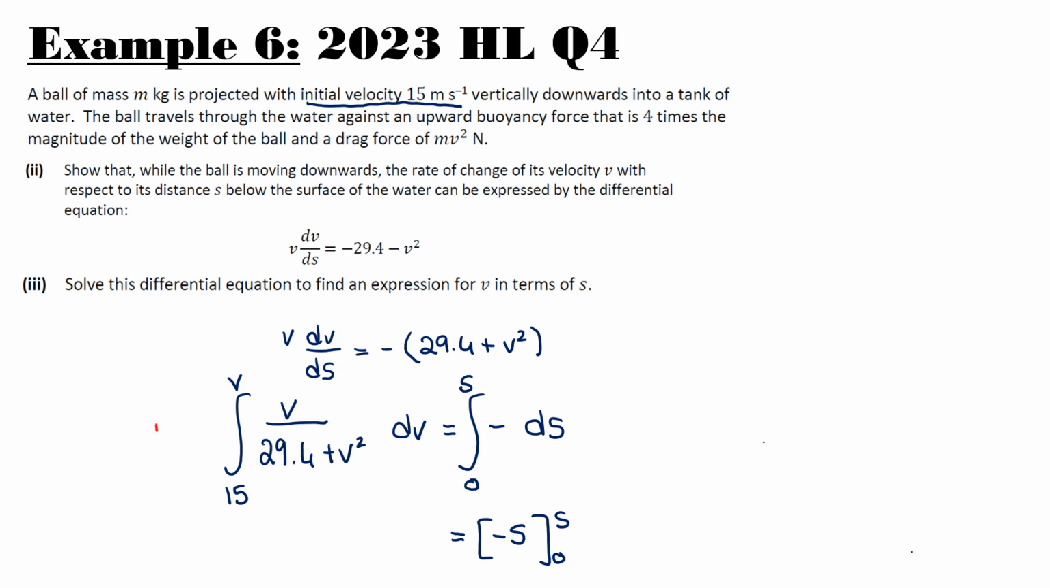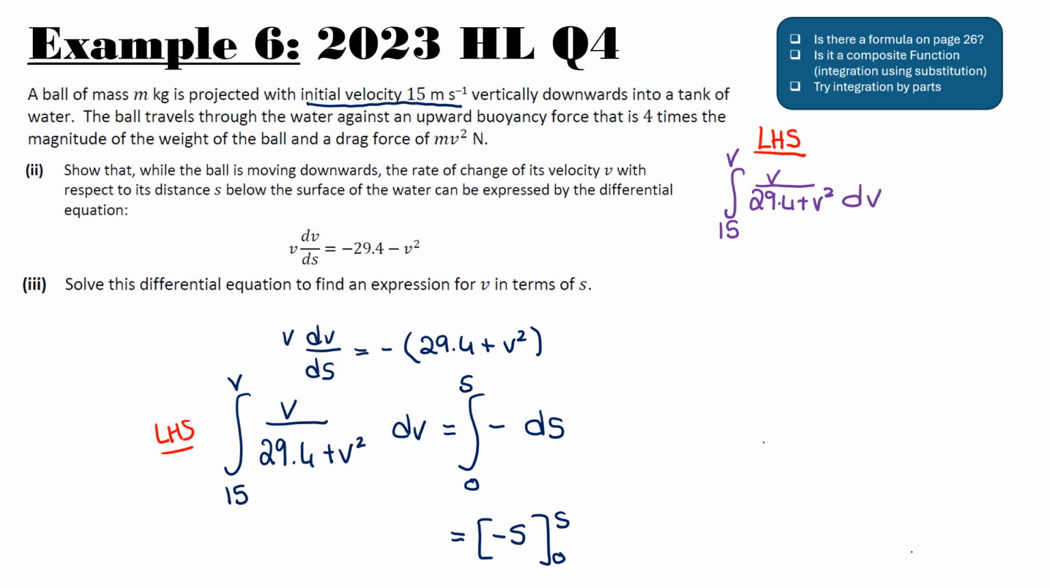Now over here, the left hand side, I'm going to just bring it over here so we have a little bit more space to work. So we have the integral evaluated between 15 and v, 29.4 plus v squared dv. So our focus now is, what do we do with this?